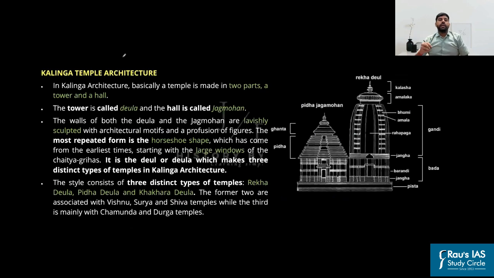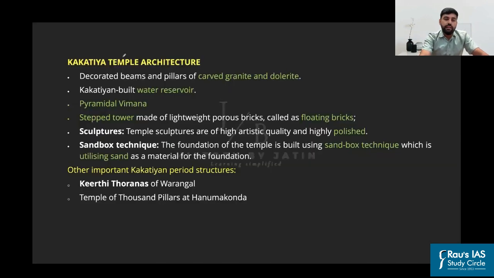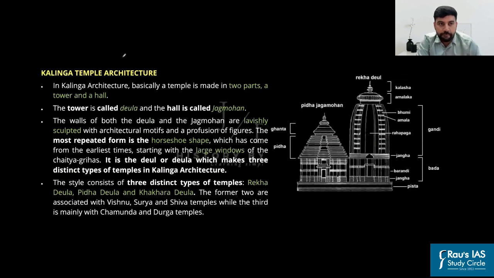Moving ahead. Now the regional styles, I have just taken two because these are the most famous ones. The first one is the Kalinga style. The second one is Kakatiya style. Why Kakatiya? UNESCO. It was asked in UNESCO. It became a part of UNESCO recently. Now Kalinga. From the name itself, it is Odisha, right? That territory is known as Kalinga. Geographically and historically, it is known as Kalinga.